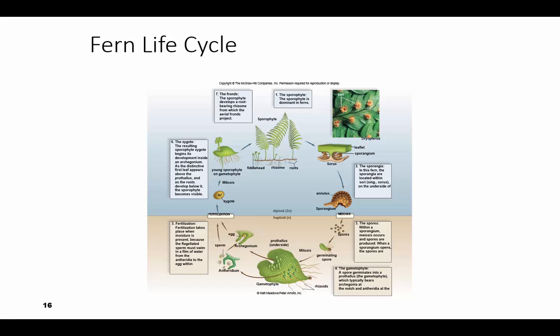You start over there at the very top with the sporophyte, number one. That's dominant in the ferns. And number two tells us that there are sporangia in this fern, and they are located on the underside of the leaflets in what's called sori.